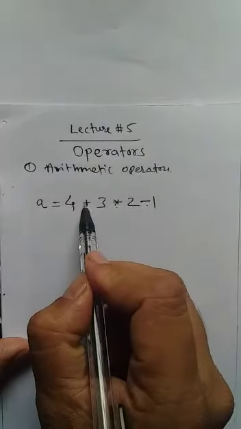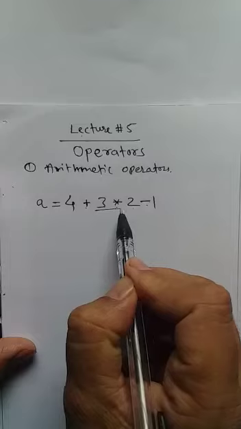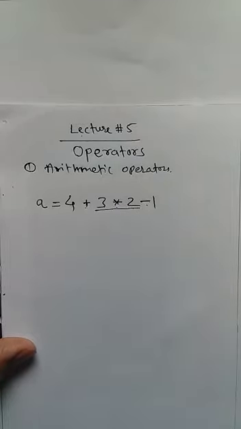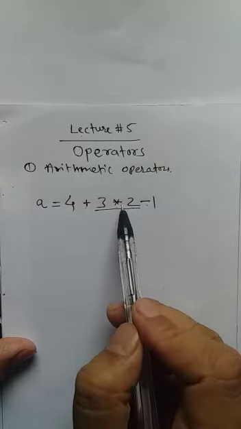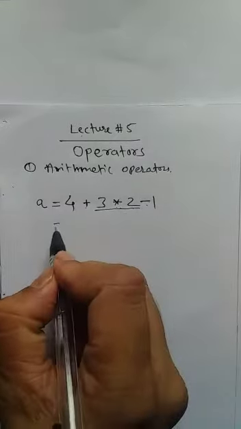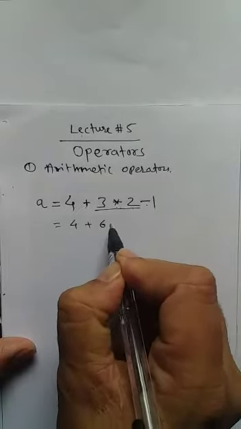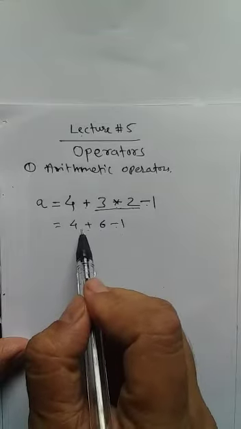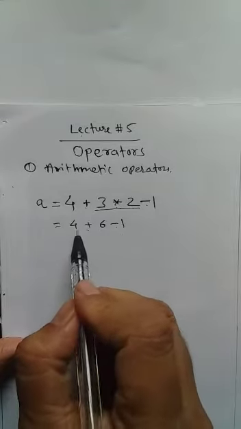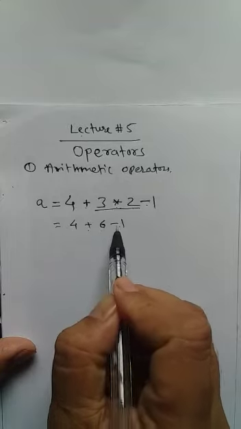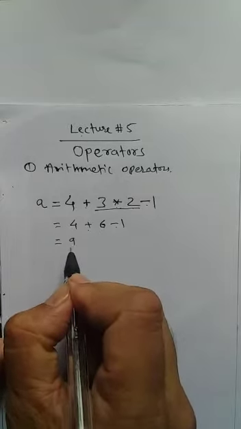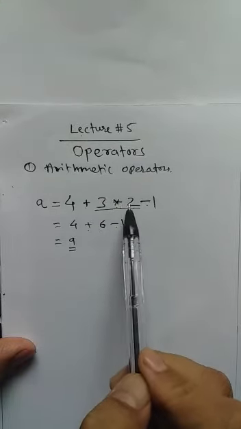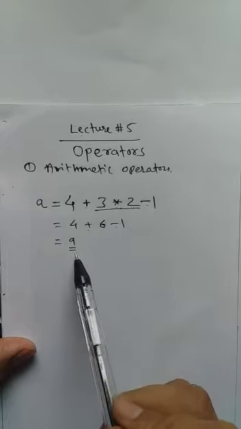Now first, we know that the multiplication operation has a higher priority. We have seen in mathematics that multiplication, if it is there in the expression, will be executed first. So we get 4 plus 6 minus 1, where 6 is 3 into 2. Now plus and minus you can perform at a time, in the sense that they have the same precedence level. So 4 plus 6 is 10, 10 minus 1 is 9. So the result of performing the arithmetic operations is 9.